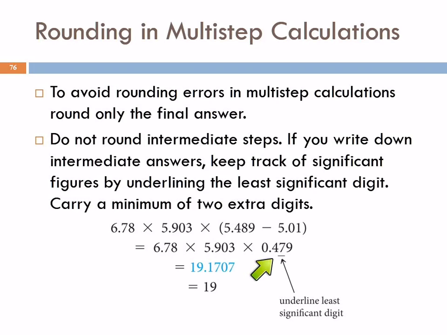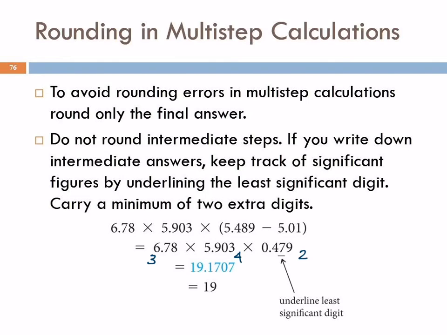So this number has how many significant figures with the underlined one there? 2. That's just got 2 sig figs. The 9 is there because we don't want to have rounding errors. How about this one, 5.903? 4 sig figs. And 6.783? 3. So the smallest is 2. So here's the answer the calculator gives us, and then we need to round it to 2 significant figures, so it ends up being 19.